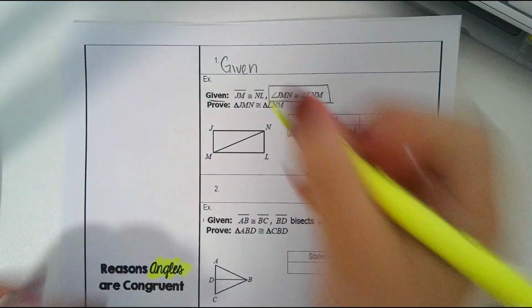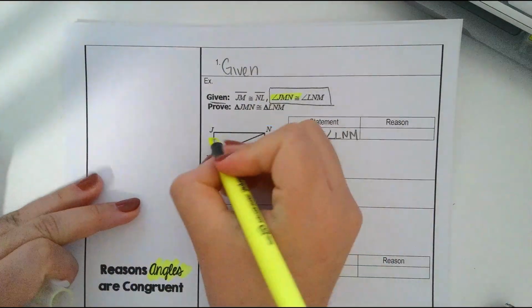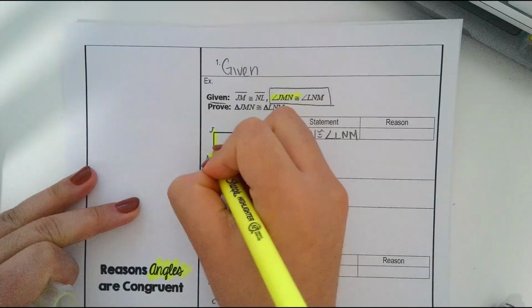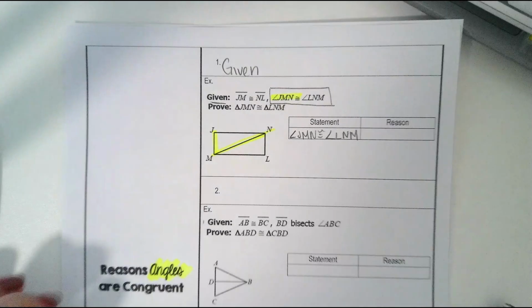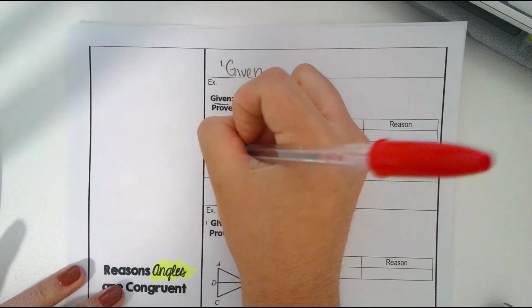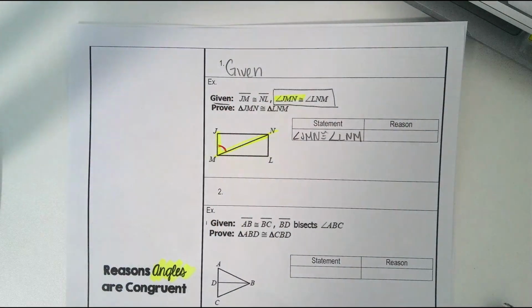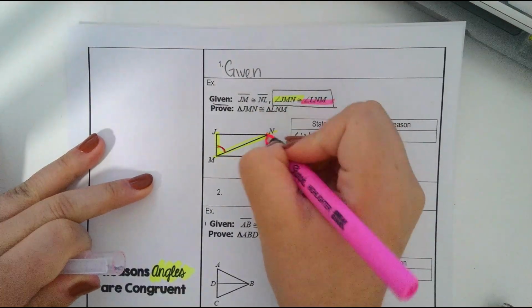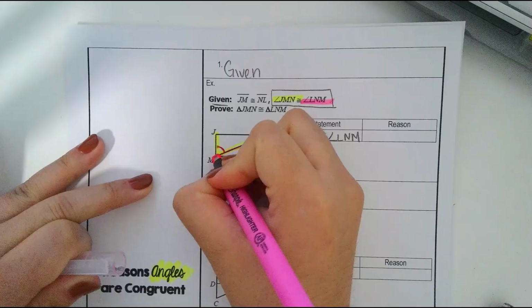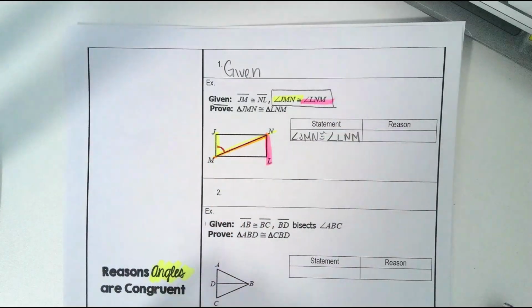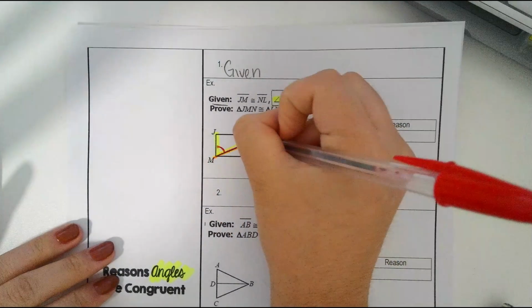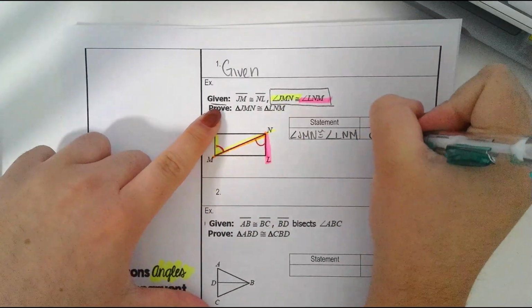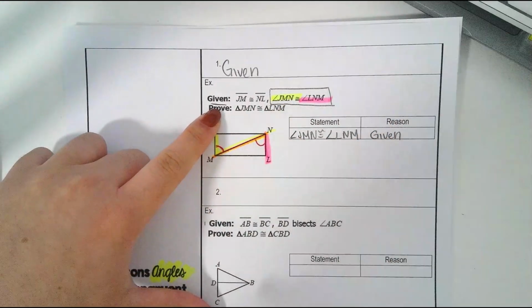So they're telling us that this angle right here, we follow the letters JMN right here. This angle is always the one in the middle, like we see how you fold it. That angle is congruent to this angle right here, which is LNM. This one right here. So how did we know that those two angles were congruent? Because it was given to us in the given information.